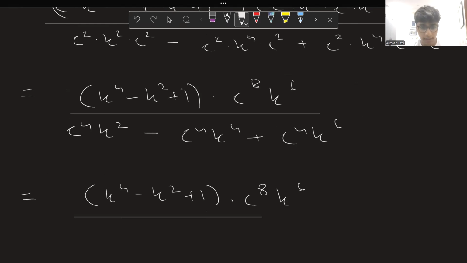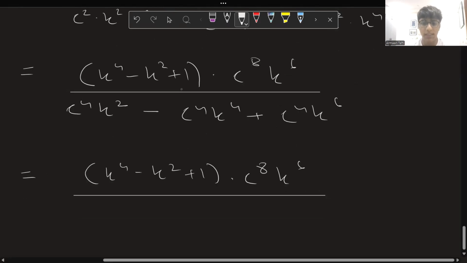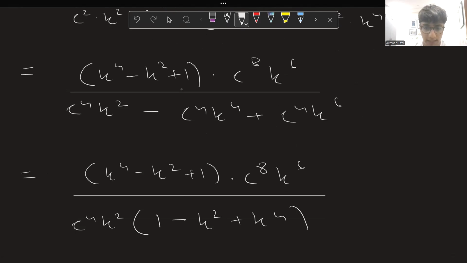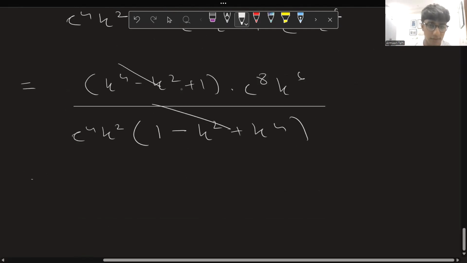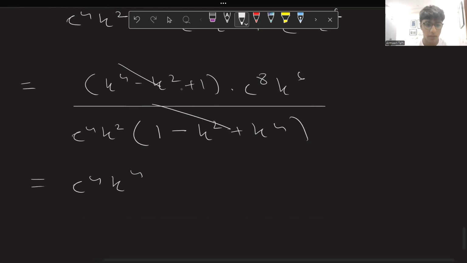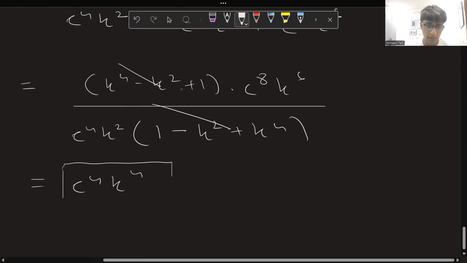Divide this. You will see that if you take c to the power 4 k square common term out, you'll get 1 minus k square plus k to the power 4. And if you see this, it matches exactly with this: minus k square plus 1 plus k to the power 4. Cancel these out. And now if you simplify this, you get c to the power of 8 minus 4, and k to the power 4. This is our solution for the LHS.